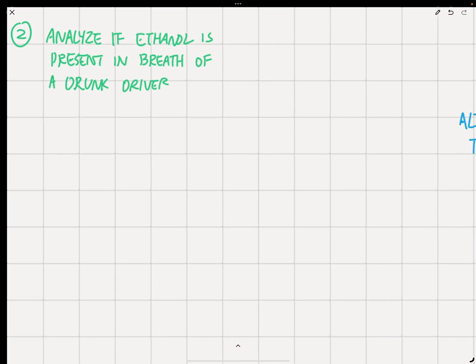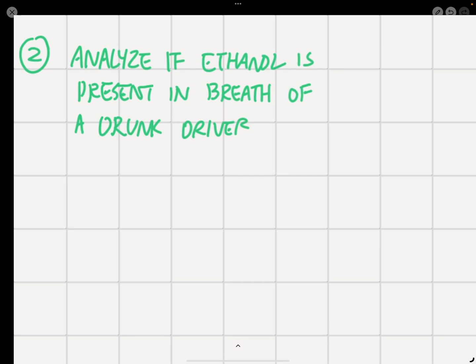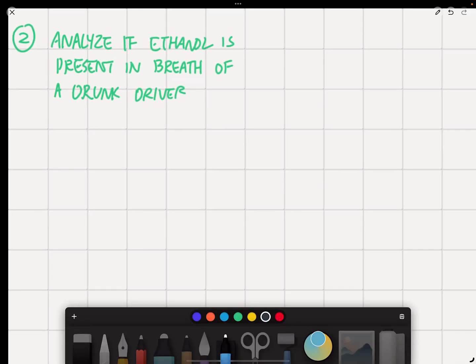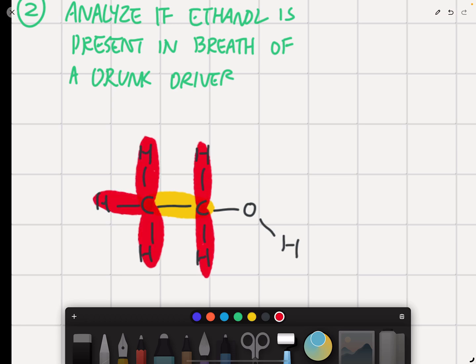So what about back to this chapter? I said this is the second application of infrared spectroscopy, right? So we will look at the structure of ethanol again. You can see some bonds that are unique to ethanol, like maybe CC bonds, CH bonds, CO bonds, and then maybe the OH bond.